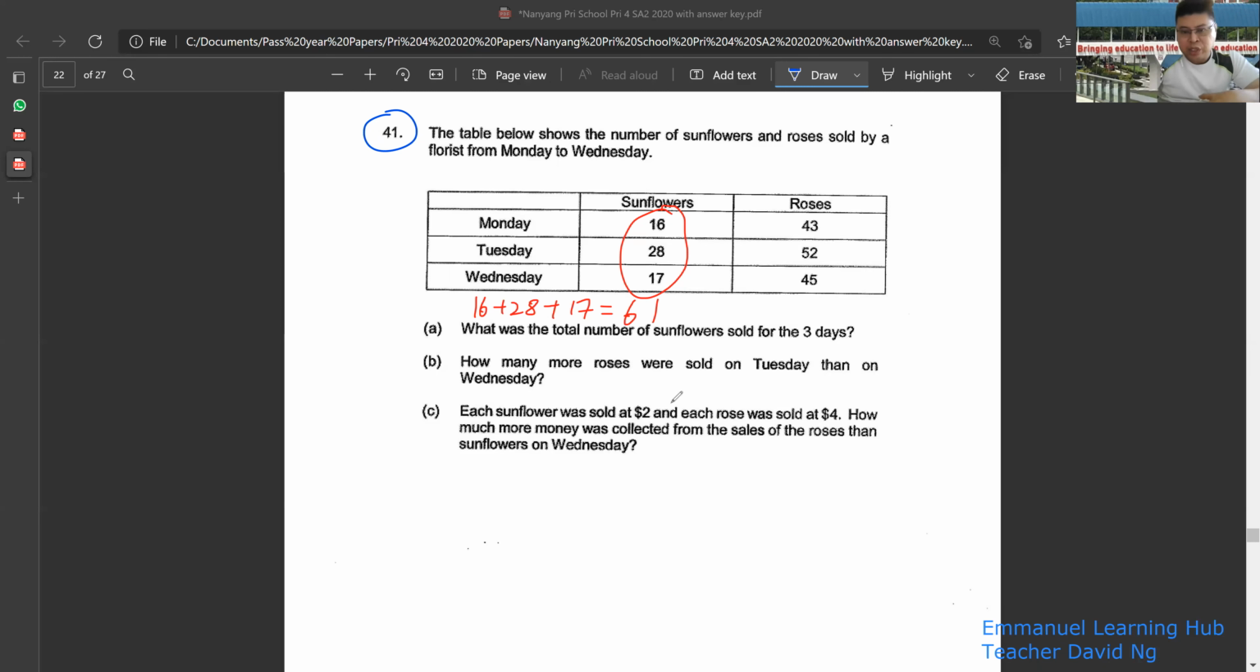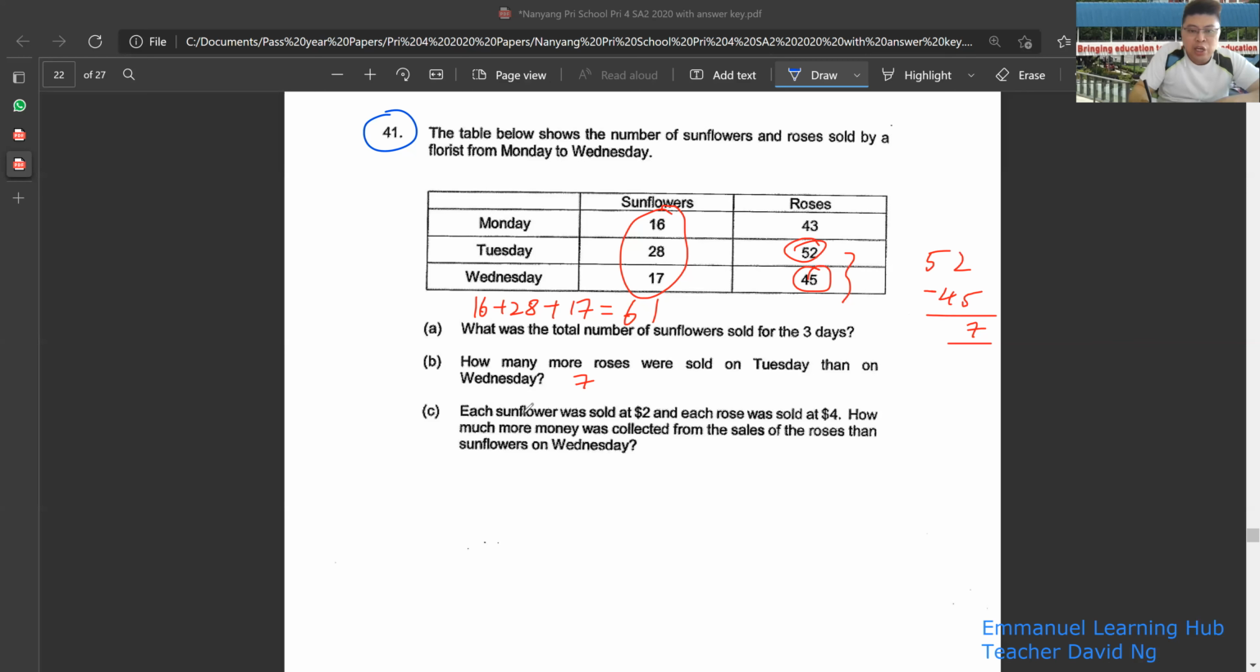How many more roses were sold on Tuesday than on Wednesday? So Tuesday and Wednesday, you compare the difference: 52 minus 45. You compare the difference, it is 7. Do you understand what the question is asking? How many more? So you minus off.